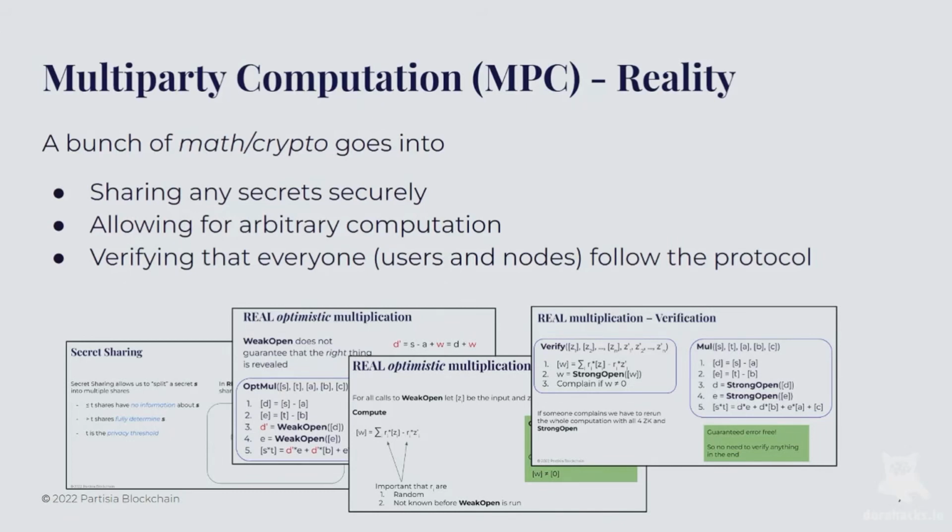The crypto also allows you to perform arbitrary computations and not only do averages. In fact, you can program any computation that you want to happen, and then the nodes can perform that computation. And finally, it allows us to verify that everyone, both the users and the nodes that are participating in this computation, follow the protocol for doing the sharing, doing the computation, and only revealing the result of the computation and not any parts of it.